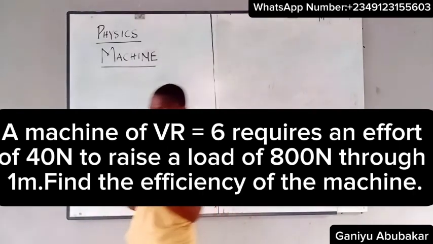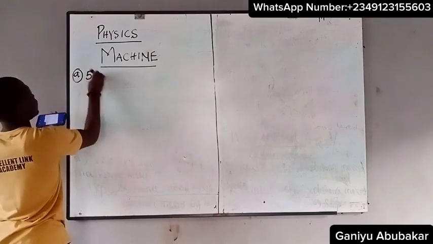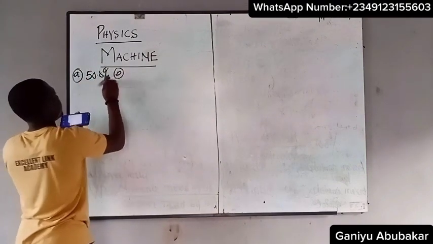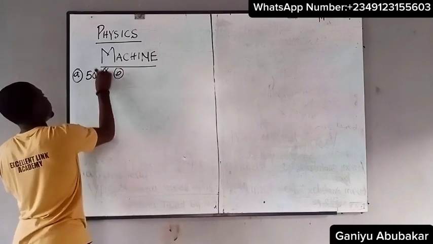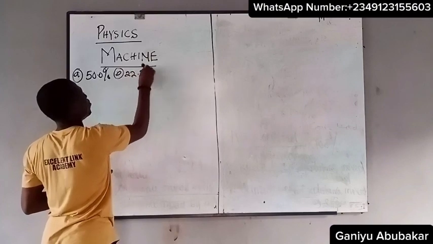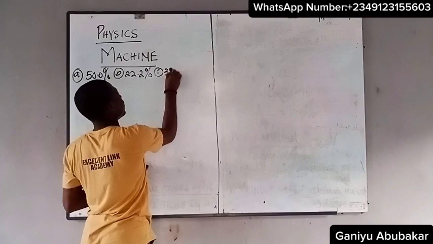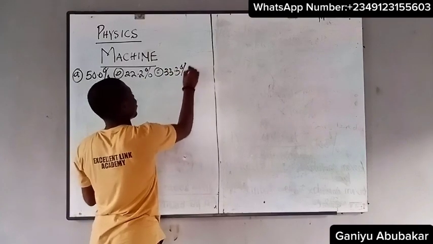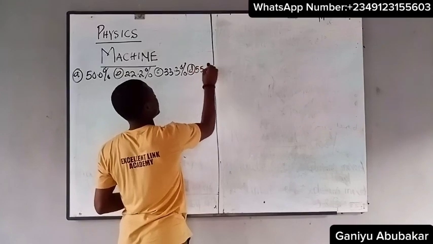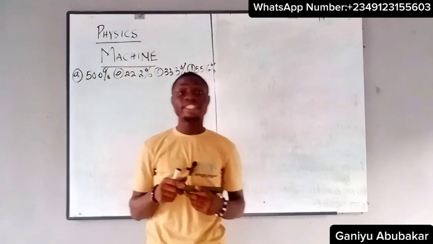Option A is 50.0%. Option B is 22.2%. Option C is 33.3%. Option D is 55.6%. Let's look at how to solve this particular problem, and let's see what we get.